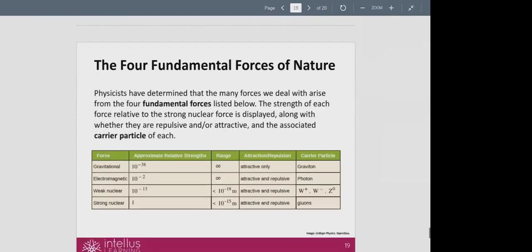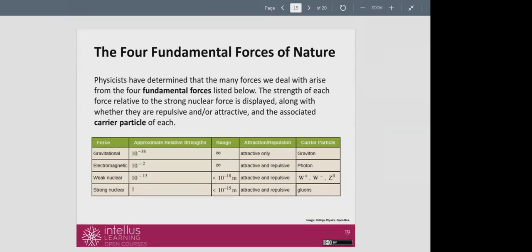And then here, this is just an overview of the 4 fundamental forces in nature. Okay, so you can see the gravitational, electromagnetic, weak nuclear, and strong nuclear forces, those are the fundamental forces in nature. And you can see how strong each of those forces are.